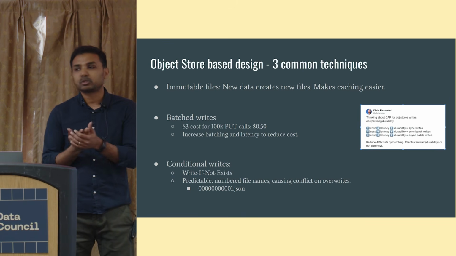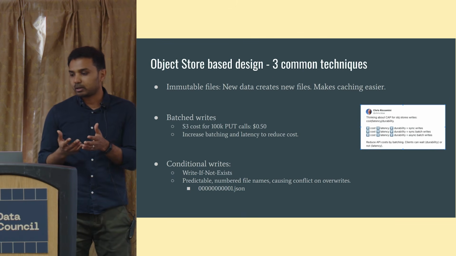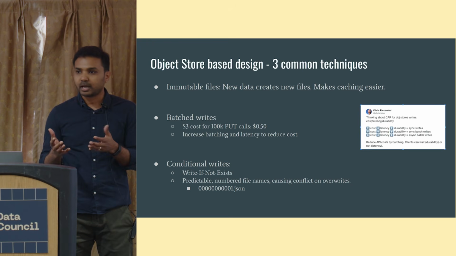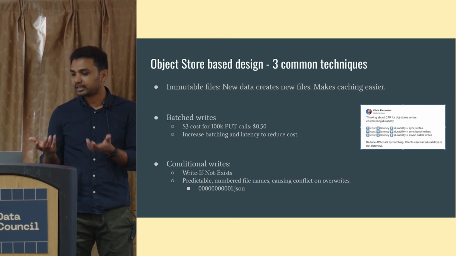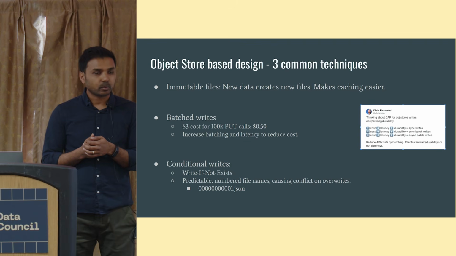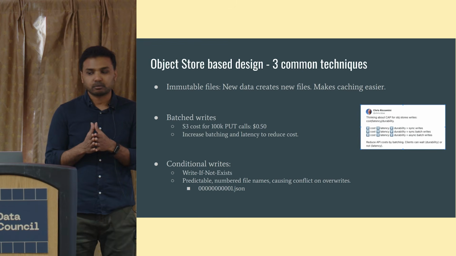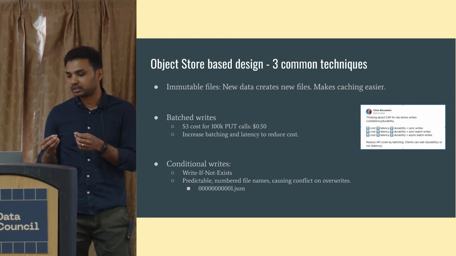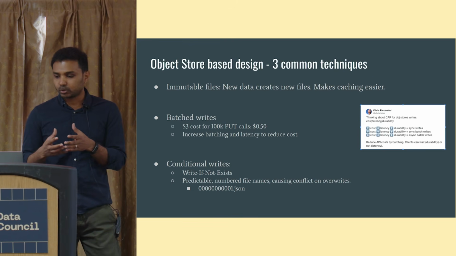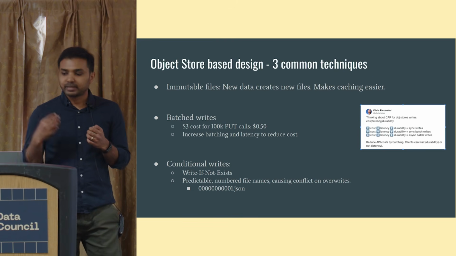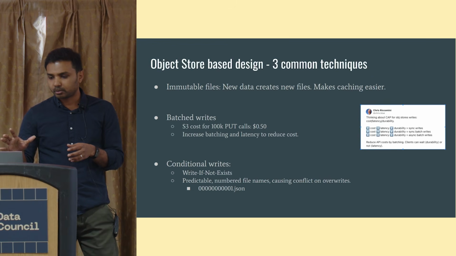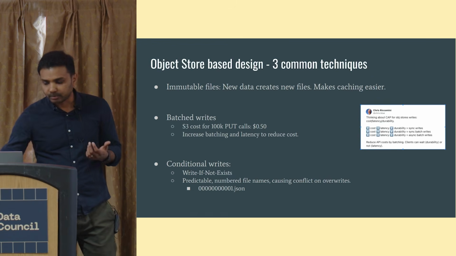The first one is immutable files. Files once written do not change. That makes caching and a few other things easier. Batching is the second one. Batching increases latency and decreases the put cost. So that's a trade-off that you can use if you are okay with a little bit of latency. The third is conditional writes paired with monotonically increasing file names like 001 and so on. That's used along with write if not exists. These 3 techniques are used in a lot of the products, and SlateDB uses them as well.